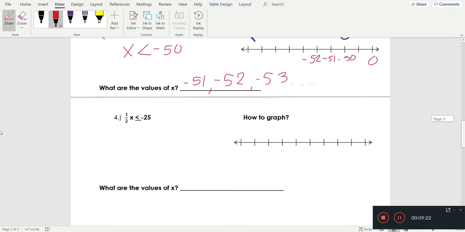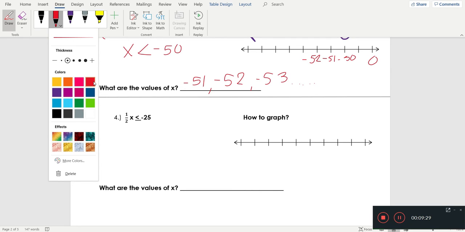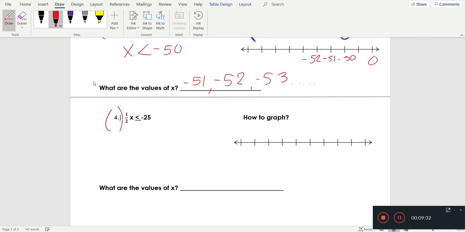Now it's 1/2 x is less than or equal to negative 25. The skill will be the same, so you multiply both by 2, cancel this. I have x is less than or equal to negative 50. So what are the values of x? The values of x include negative 50 because of the words equal to, and less than, so negative 51, negative 52, negative 53, and so on and so forth.